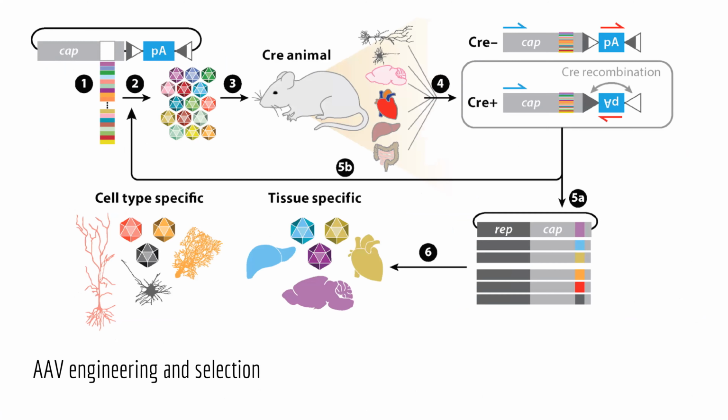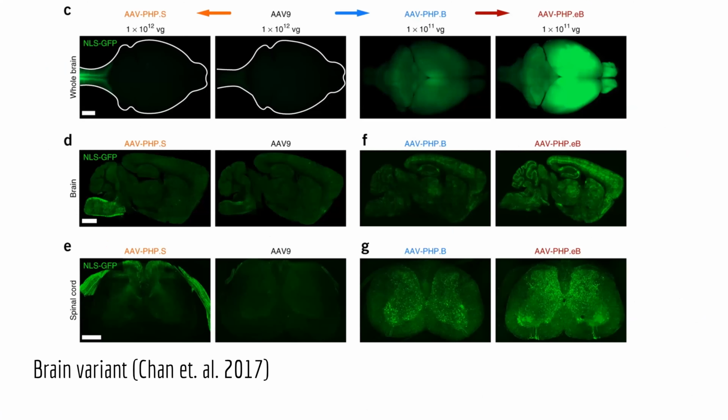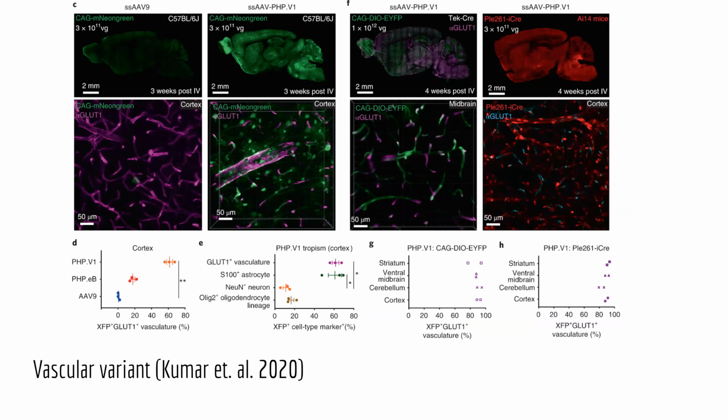And so as a gene therapy researcher, you have a lot of cool tools now, like the brain variant that came out a few years ago, PHP.B and PHP.eB, that hits brain-wide, as well as one that came out last year from Priya Kumar in Viviana's lab that hits specifically vascular cells.